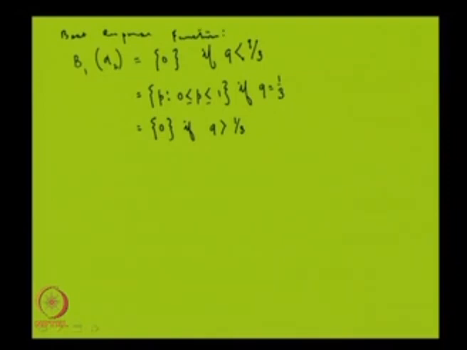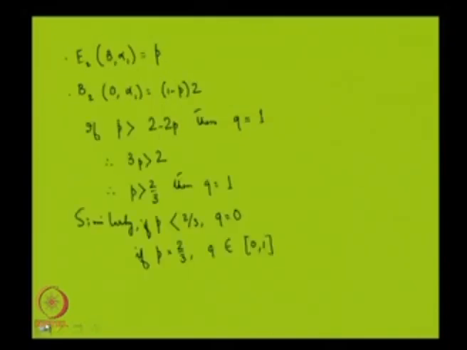And similarly, the best response function of player 2 is given by the following. If p is less than 2/3, q is equal to 0.